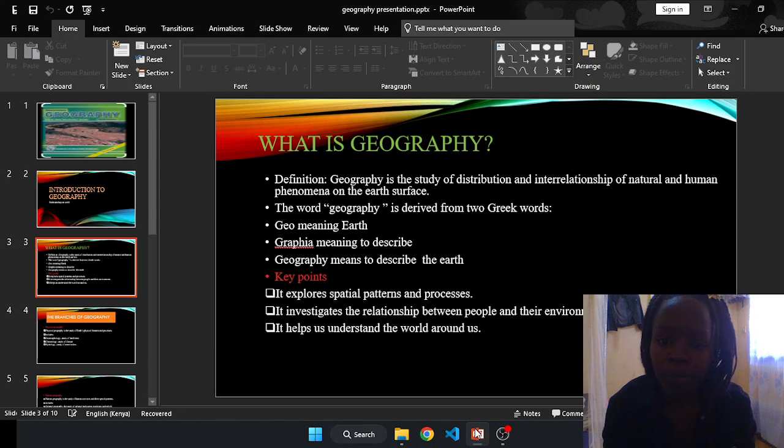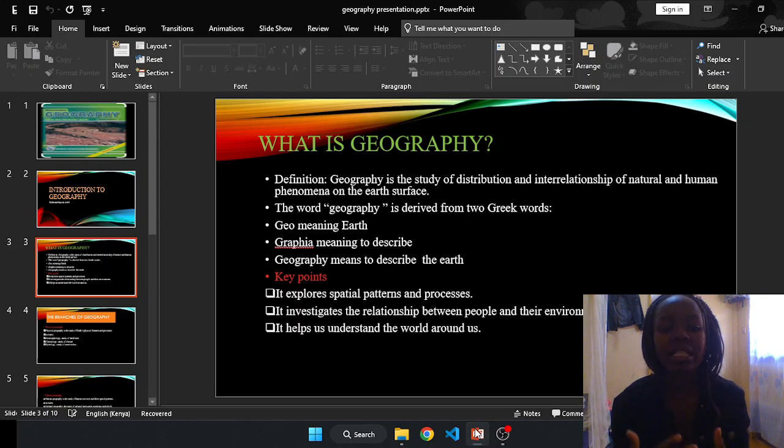And geography is divided into two words, geo and graphia. It was derived from two Greek words: geo, which means earth, and graphia, which means to describe or draw. So geo stands for earth, graphia stands for describe. When we combine these, we end up with geography, meaning to describe the earth.